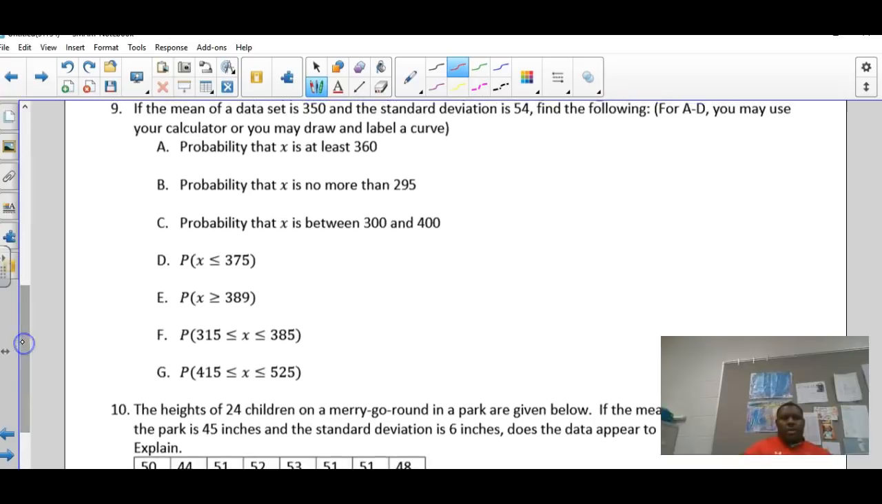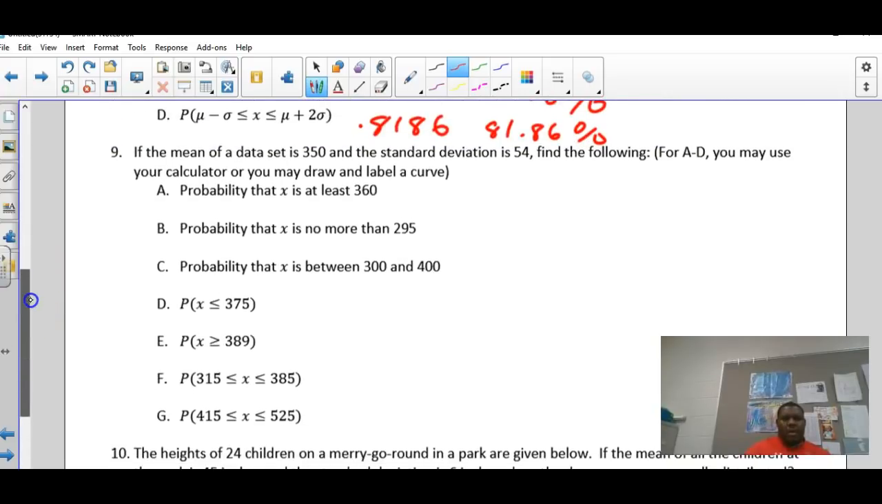I'm just going to go through this and identify the parts real quick. You should know how to put this in your calculator by now. I'm just going to identify your parts and you calculate it. I'll write the answer for you, but make sure you know how to calculate this. For this first one, the probability that x is at least 360 means this is the minimum, that's your lower bound. When you do that one, don't forget normal CDF.